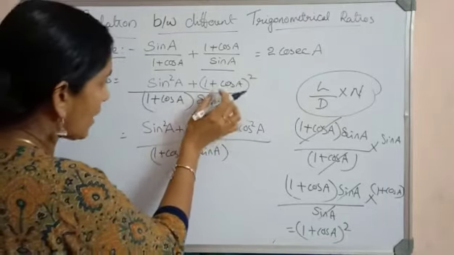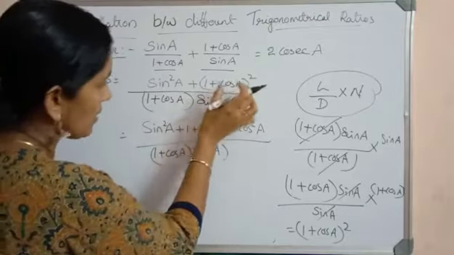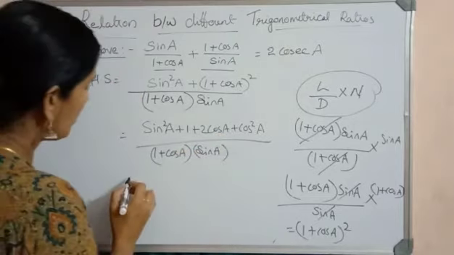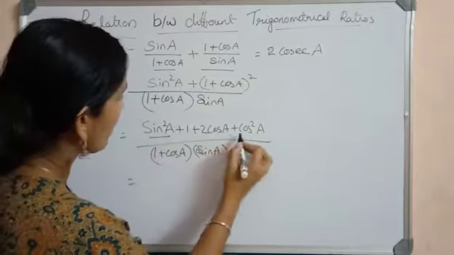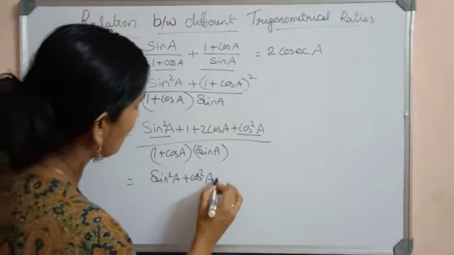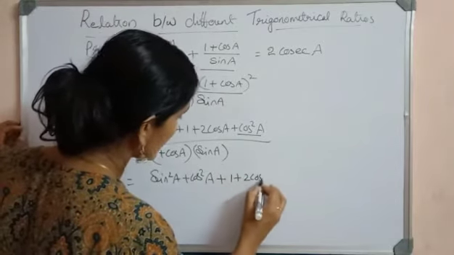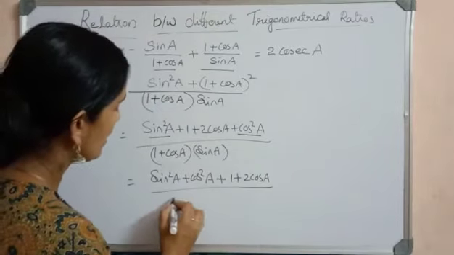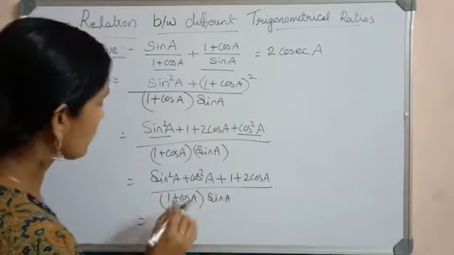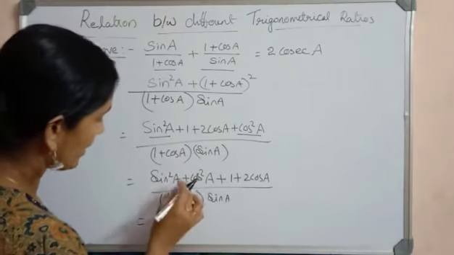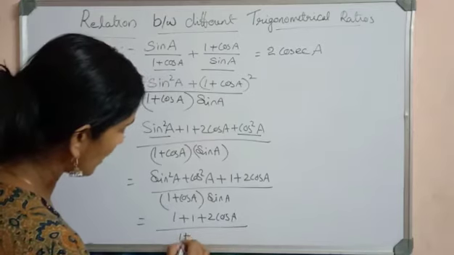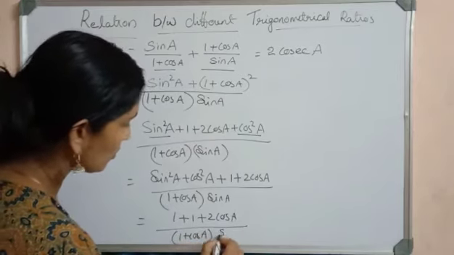So here I have expanded this as a plus b the whole square. So what is a plus b the whole square? A square plus 2ab plus b square. Now when you simplify, you get sin square a plus cos square a plus 1 plus 2 cos a divided by 1 plus cos a into sin a. And as we know, sin square a plus cos square a is 1. We can write this as 1 plus 1 plus 2 cos a divided by 1 plus cos a into sin a.